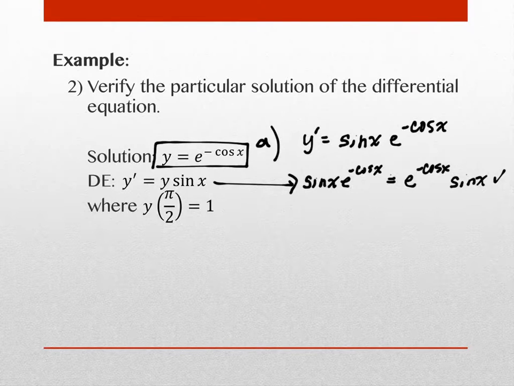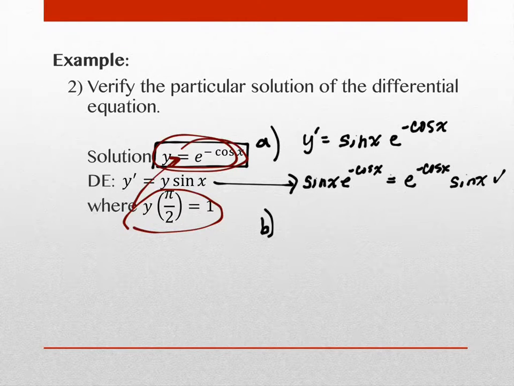Okay, so part B then says y of pi over 2 equals 1. So what does that mean? Well, we're just making sure that the particular solution, y of pi over 2 equals 1, works in the solution that we were given. In other words, we're doing another step of substituting. We're taking this and we're plugging it into this to make sure it actually works. This particular value is actually on the solution that we are given.